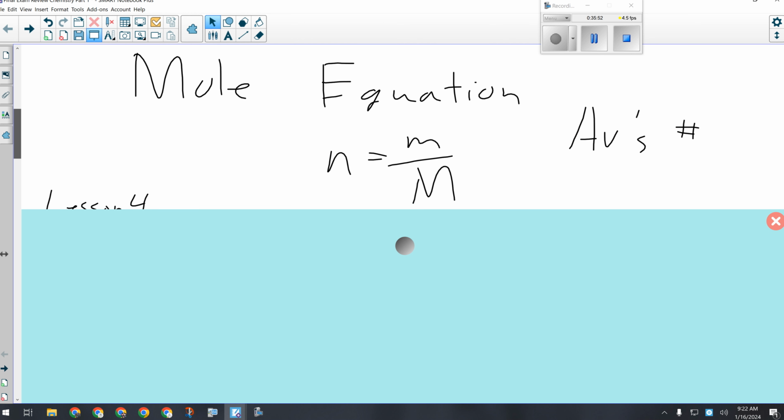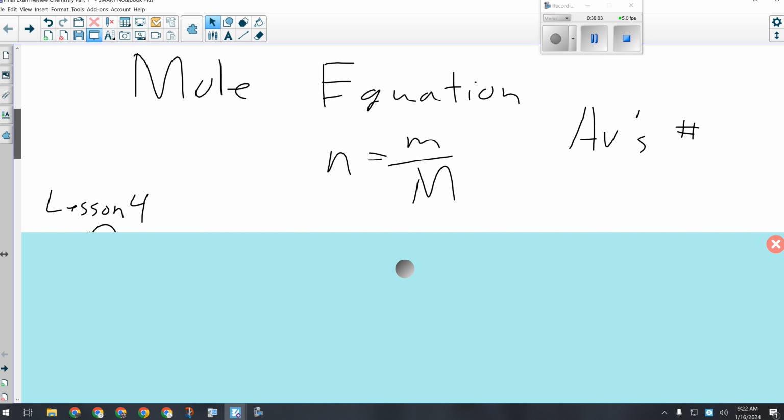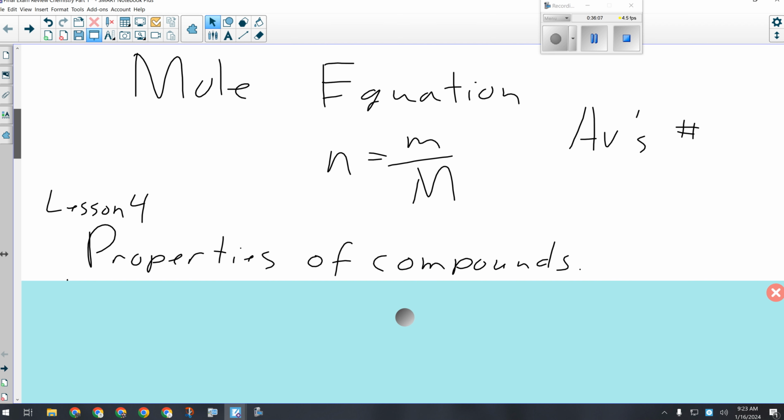So Avogadro's number, you don't have to memorize it. It's on the back of your periodic table. Mole equations are also on your periodic table, so you don't have to memorize it, but you do need to know what each part is for. Lesson 4, there's going to be some stuff in the multiple choice. That's the properties of compounds. That's the one we did the lab on, where you had to identify the compounds based on their physical properties.